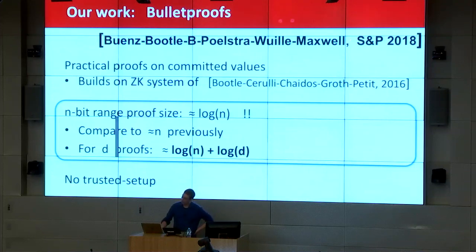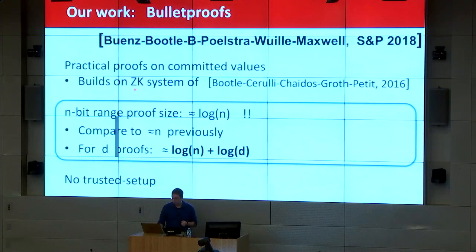And so what is a bulletproof? First of all, bulletproofs build on another beautiful paper, again due to Jonathan Bootle and his collaborators, also in London. They provided a zero-knowledge system. Bulletproofs builds on that zero-knowledge system, specifically optimizing it for the case of range proofs and making it more practical for this particular application. So let me tell you what bulletproofs gives you.